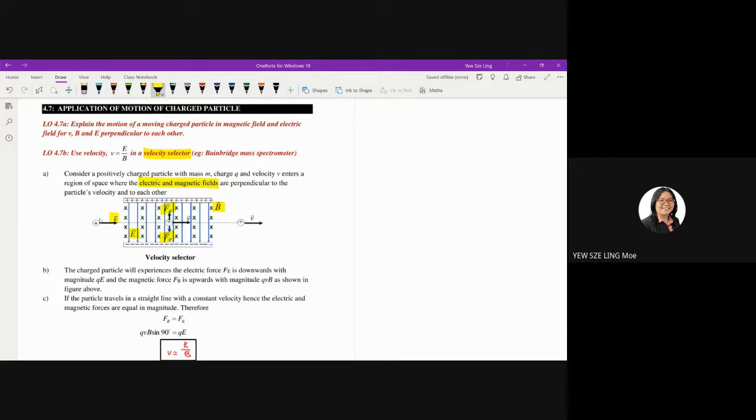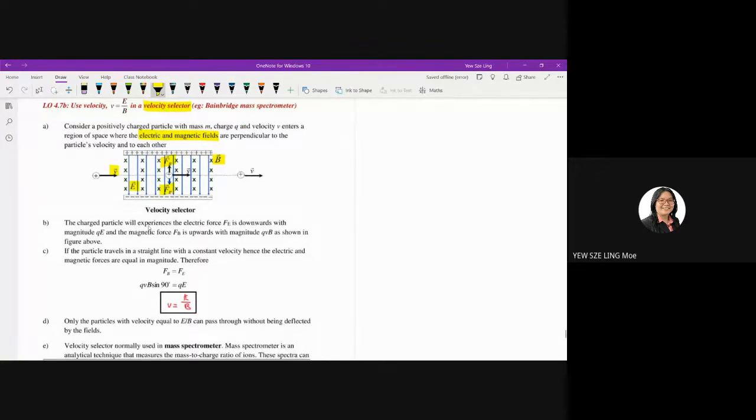In order for this particle to move in a straight line, if they are both pointing towards the same direction, then this charge will be deflected towards either plate, depending on the direction of the force. But in a velocity selector, we want it to move in a straight line. We use this to manipulate the path and to accelerate the charged particles.